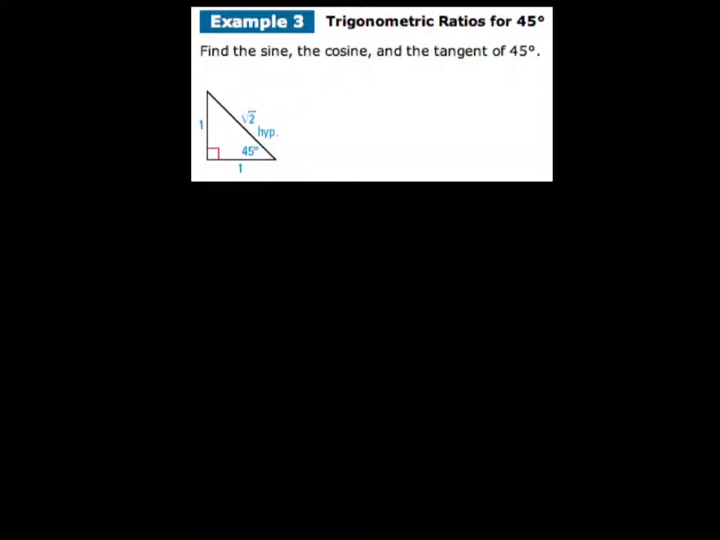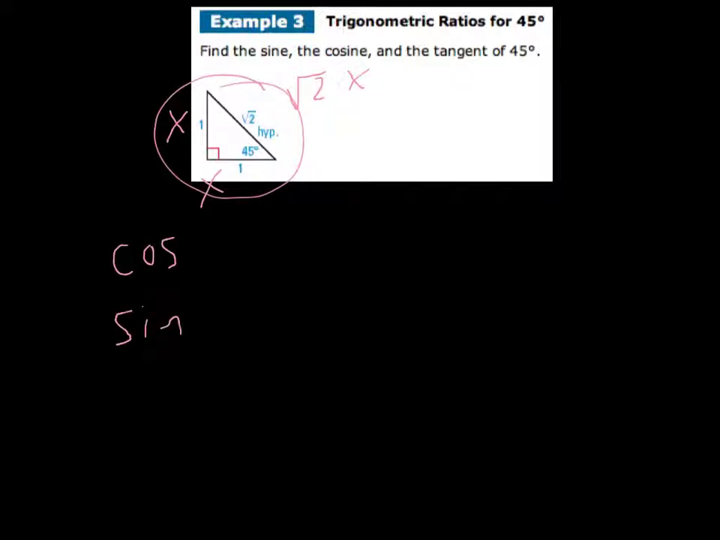Without spending a ton of time, you should notice something special about the 45-45 right triangle. Right? We have x, x, and x radical 2. No matter what 45-45 right triangle you have, you're always going to have the same trig ratios.